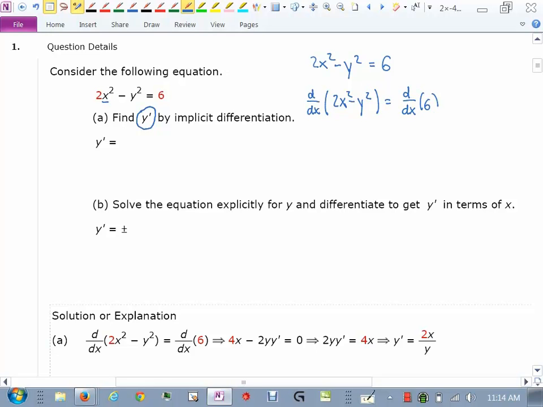So let's start off on the left side. This is the derivative of two terms, so it's almost like you can distribute that derivative through. I want the derivative with respect to x of 2x squared minus the derivative with respect to x of y squared. And on the other side of the equation, I put equals the derivative with respect to x of 6. Now, 6 is a constant, so the derivative of a constant is always 0, so I'm just going to go ahead and do that side right now.